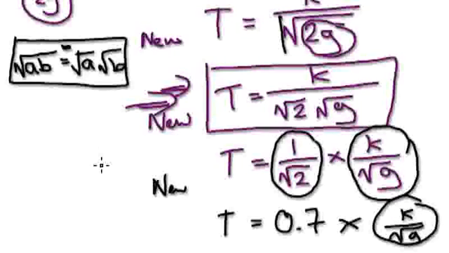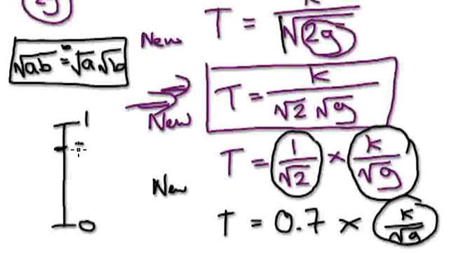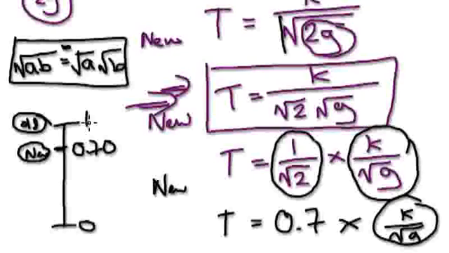So the time will decrease. You can imagine this as a scale from 0 to 1. This is the old time, and the new time is at about the 70% level of the old time. So this is our new time, and this was our old time. But now the time has decreased by 30%. So you can visualize it like that.